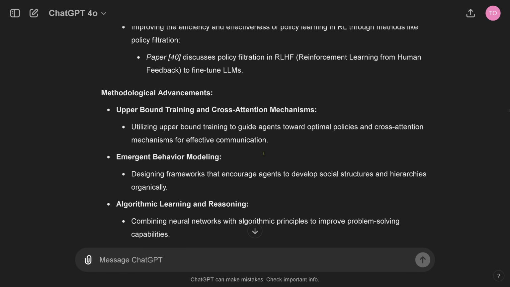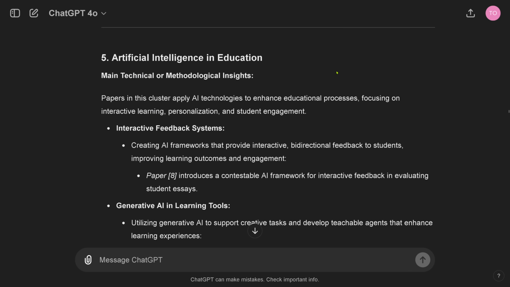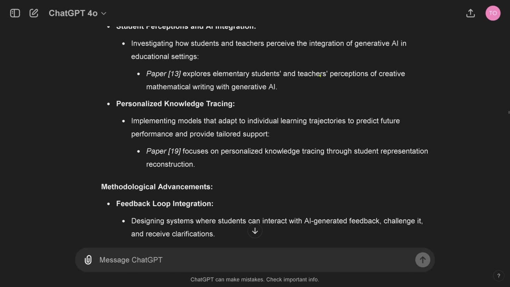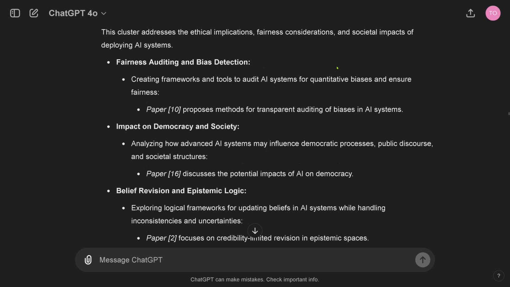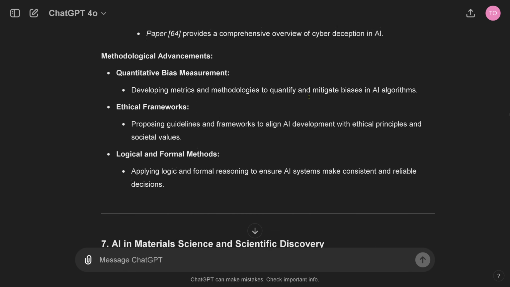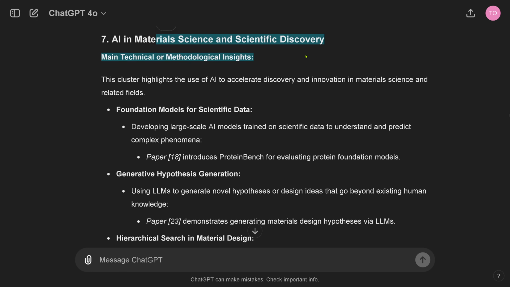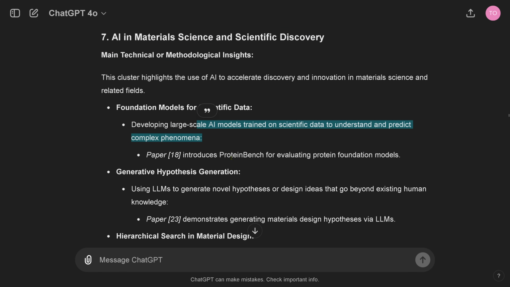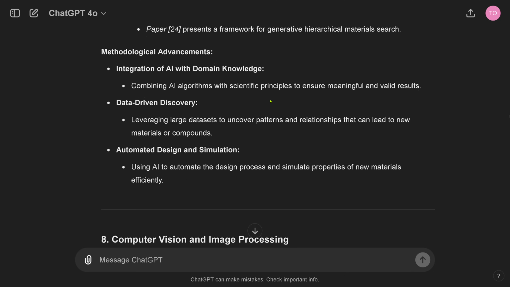This is just from 1 day. Upper bound training, emergent behavior modeling. Cluster number 5, AI in education. Okay. Cluster 6, ethics, fairness, societal impact, bias detection, belief revision, cyber deception, security. What are the measurements, methods? AI in material science and scientific discovery. So nice. Yes, absolutely. ProteinBench, evaluating protein foundation models. It's unbelievable the complexity that AI is entering now here in the cross-disciplinary area.